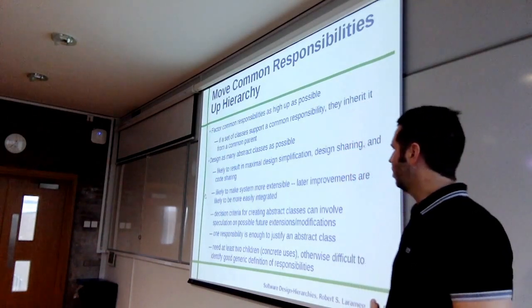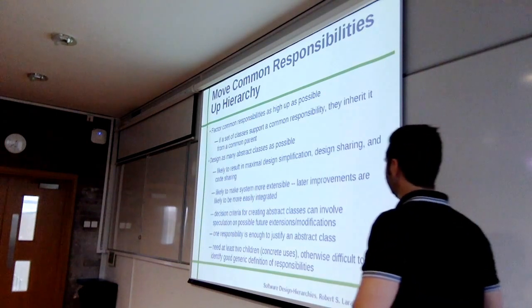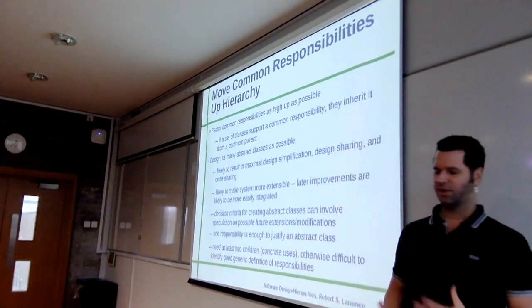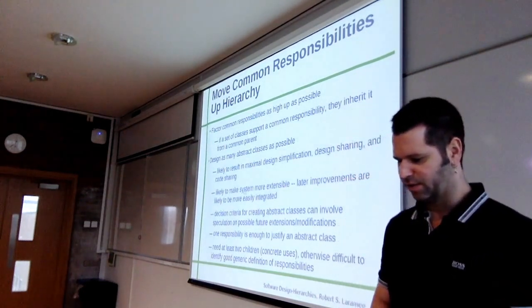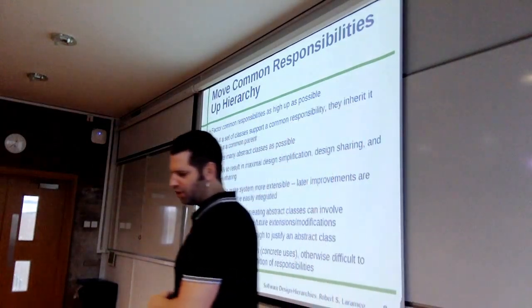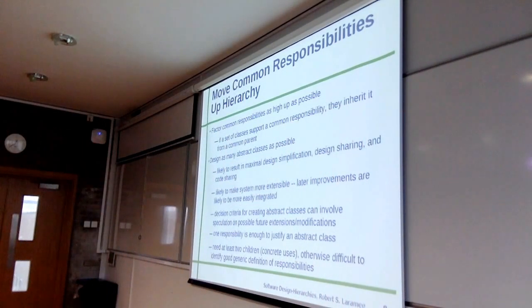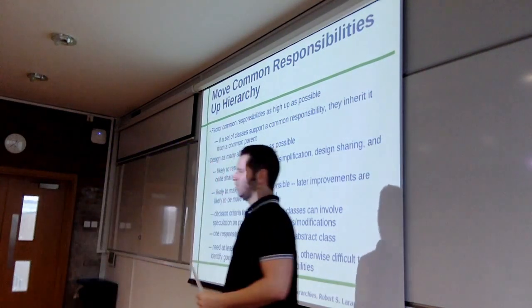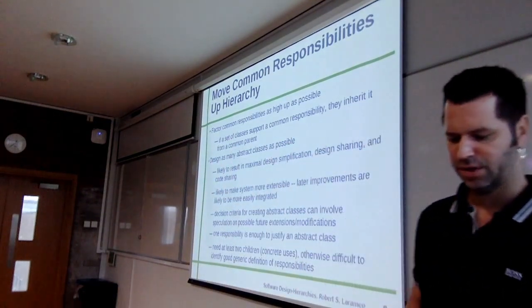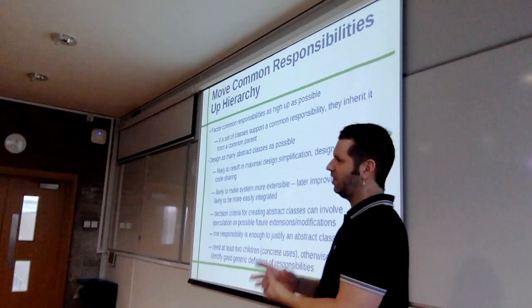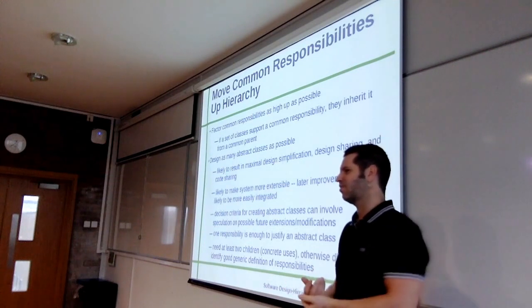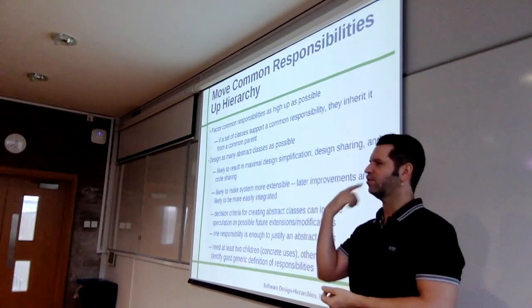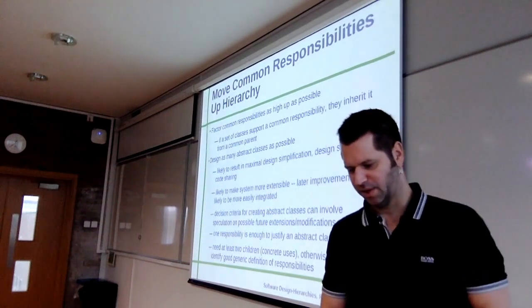Also, abstract classes are likely to make the system more extensible in the future. Later improvements are easier to add. Decision criteria for creating abstract classes can involve speculation on possible future uses. I sort of did that in exercise 2. I added these responsibilities based on future speculation, like the ability to save, right? I know that we're going to need the ability to save if I perform a system walkthrough. So I add that responsibility in there.